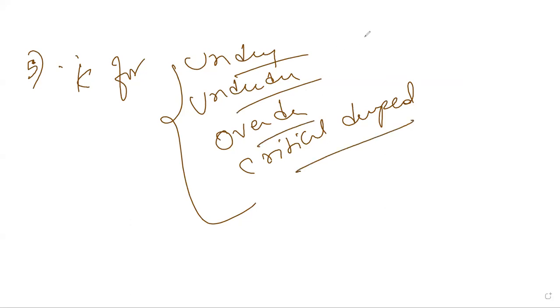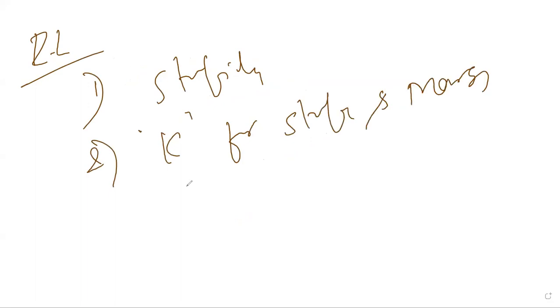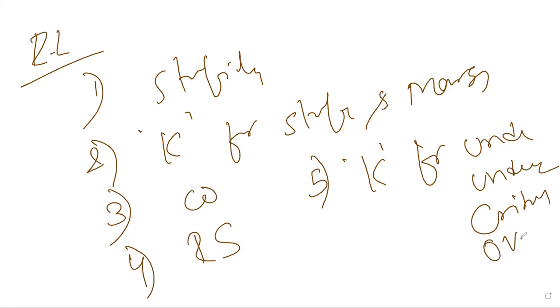So these are the total 5 purposes of root locus. The first one, stability of closed loop system. Second one, value of K for stability and marginal stability. Third one, frequency of oscillations, omega. Fourth one, relative stability. Fifth one, value of K for undamped, underdamped, critically damped, and overdamped. So these are the five. For these five purposes, we are using root locus.